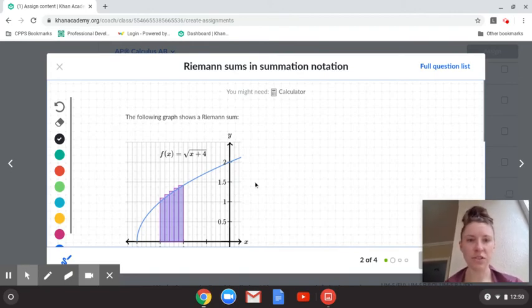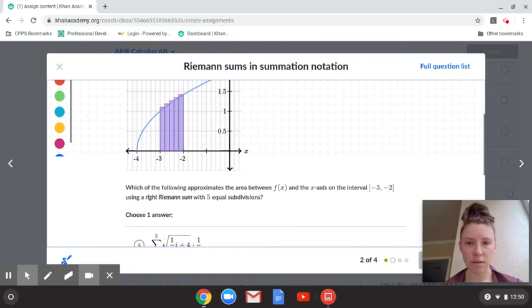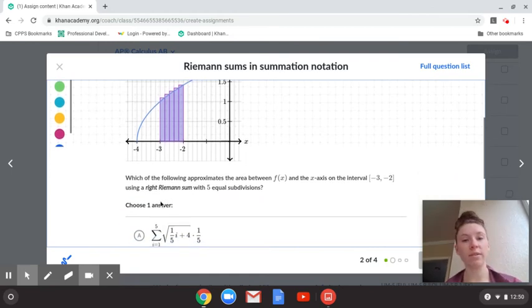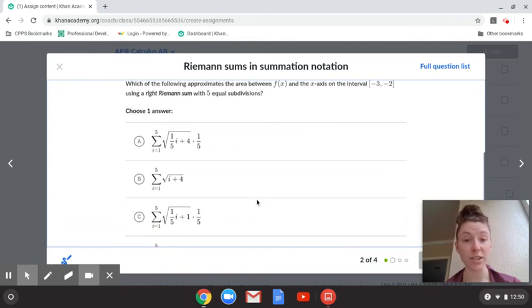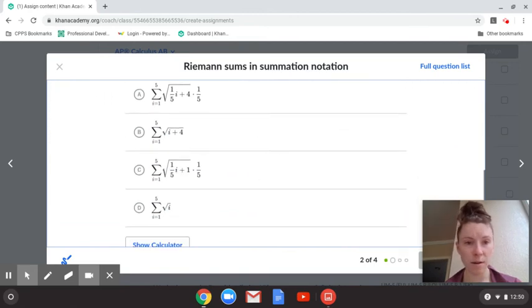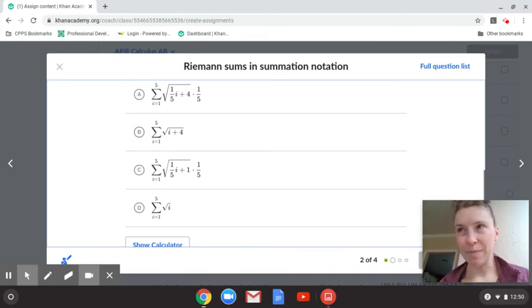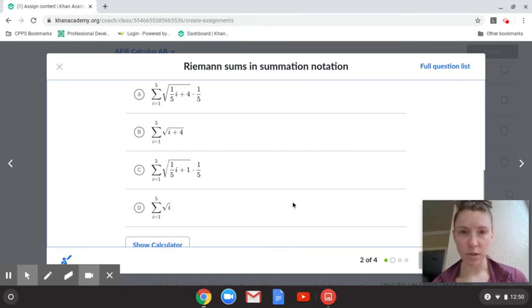All right, the following graph shows a Riemann sum. Square root of x plus 4, going from -3 to -2, and there's 5 equal subdivisions. The right Riemann sum. Okay, so we have some fractions going on right now, which is probably really good. They all have I equals 1, so we'll choose that one. If they give you 2 options, I'm guessing you can choose which one you want, but I'm not sure. We'll see if we get an example like that.